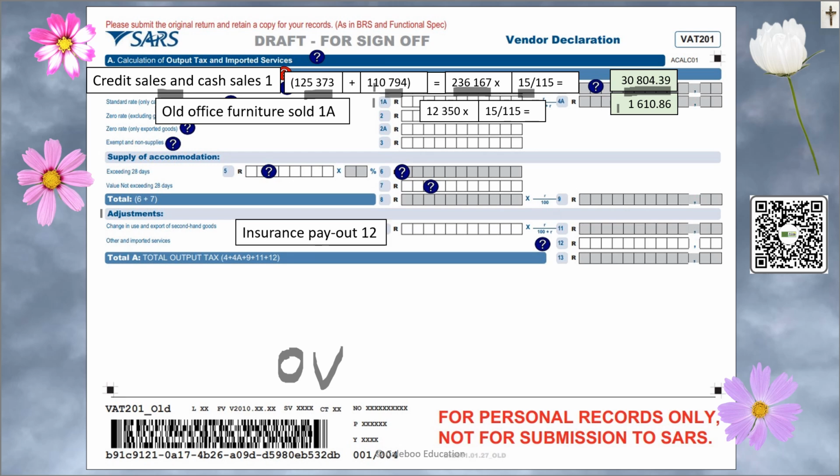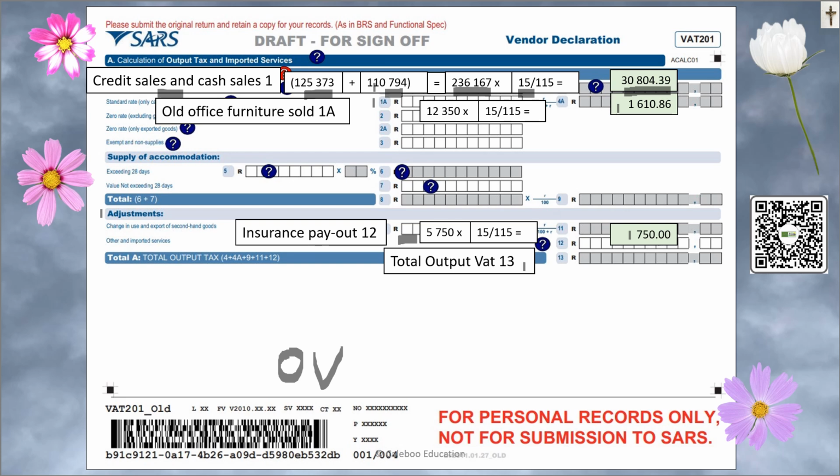Then there was also an adjustment. That was the insurance payout. It needs to go into this block here, block number 12. The amount was 5,750 including VAT, multiplied by the VAT fraction, and that is equal to 750. So we've got output VAT on sales, office furniture sold, and insurance payout.